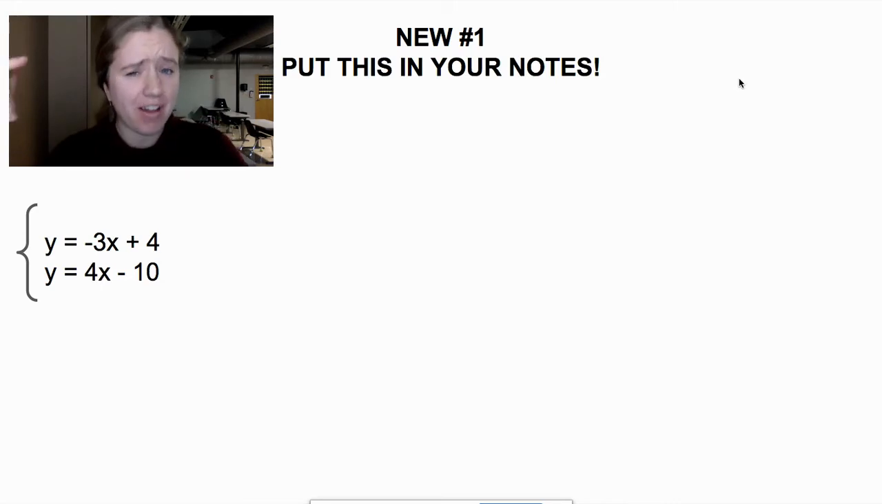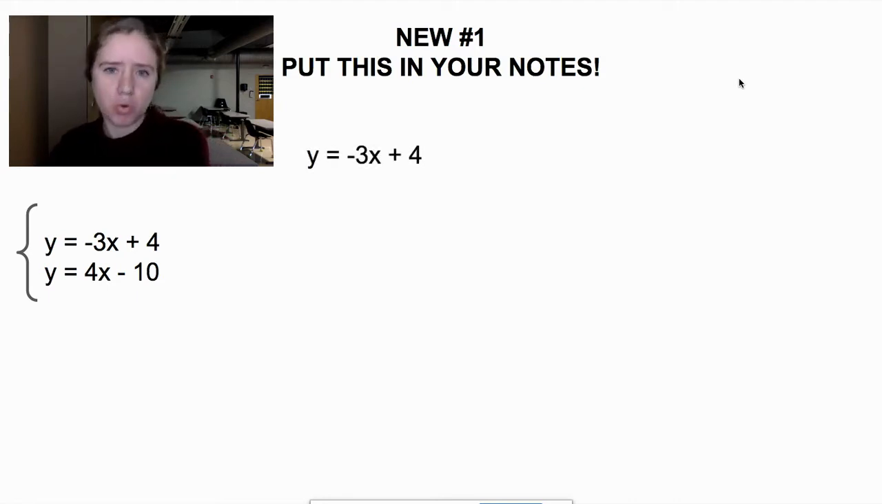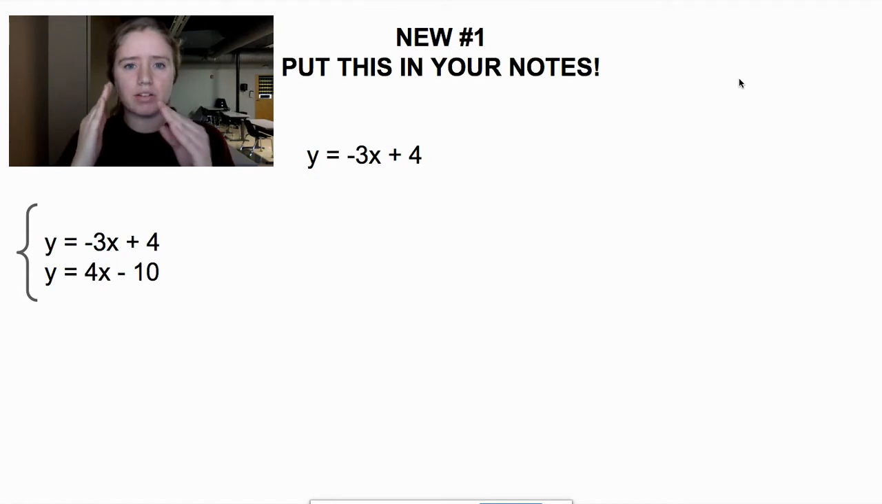Now you could graph this, but we don't have graph paper. So what I'm going to look at is that first equation. We're going to set up an equation with variables on both sides. Our goal is to find out where they intersect, or where they meet. So our goal is to find out what is the x value that's shared by both of these, and what's the y value that's shared by both of these.